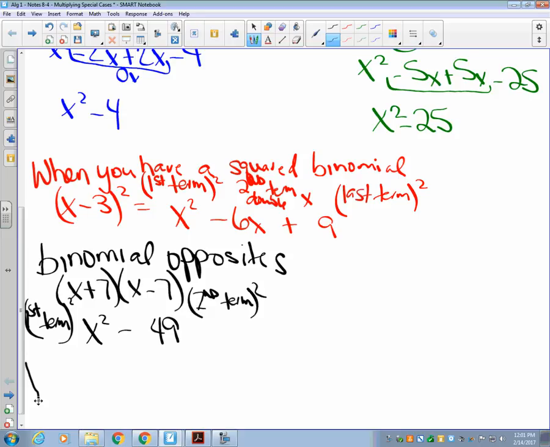And it always has a minus in between. So x plus 7 times x minus 7 is going to be x squared minus 49.